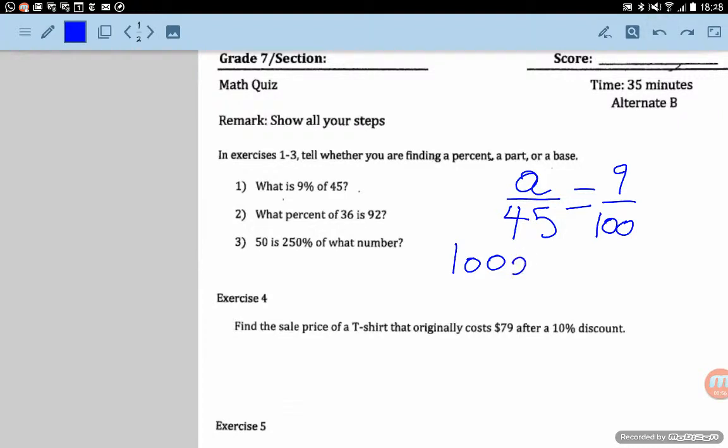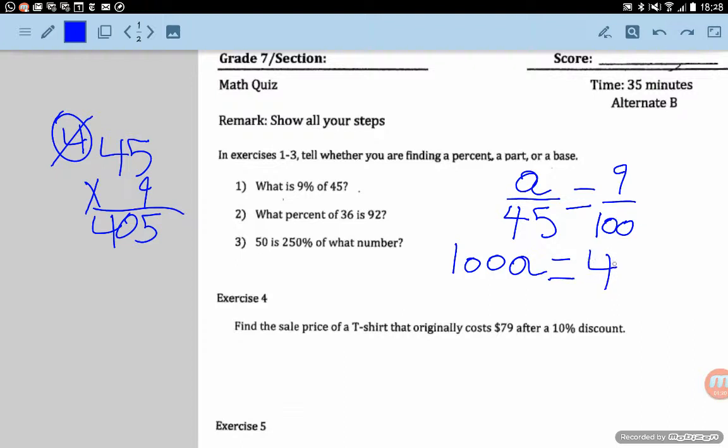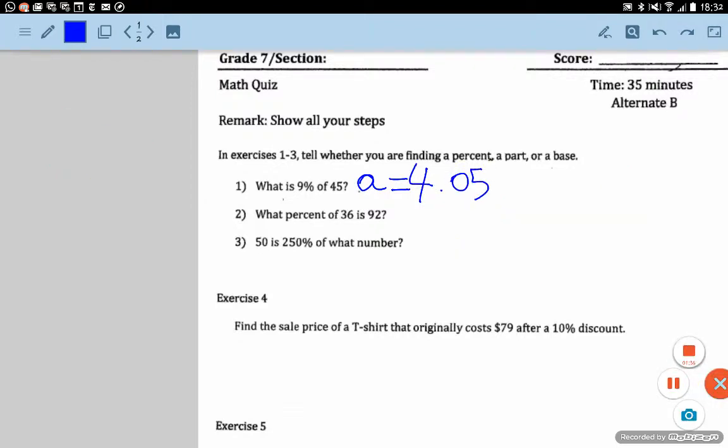100A equals, we are going to multiply 45 multiplied by 9, it's 405, so the answer will be A equals 4.05. So now the answer is 4.05.